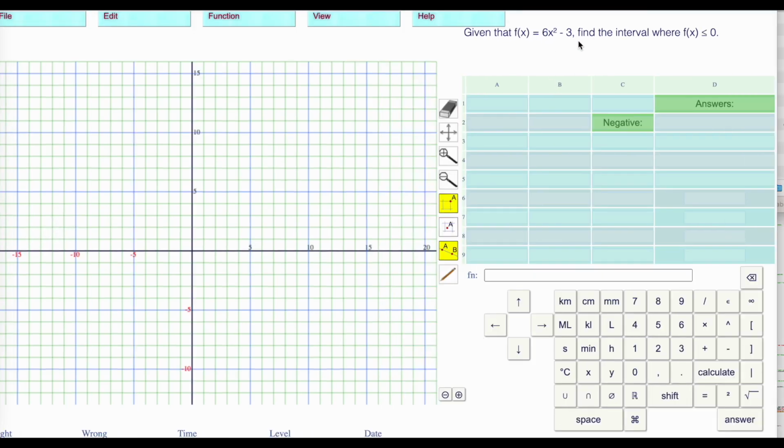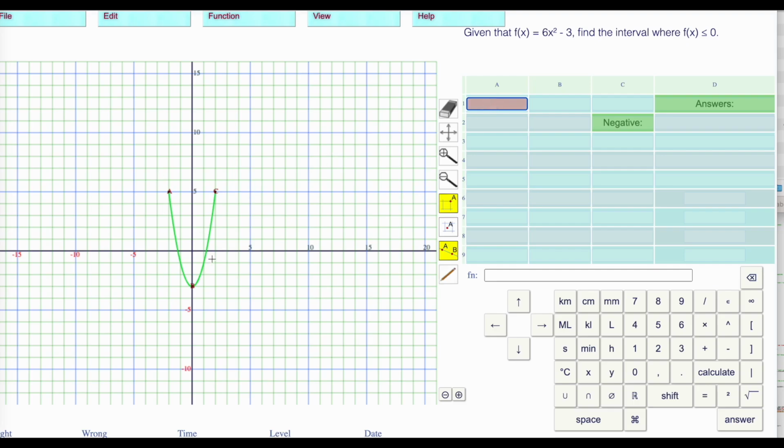Let's do another one where this is opening up because the a is positive, and the vertex, the h is 0 because we don't have brackets. The k is negative 3. It's opening up, so it looks something like this. Let's find exactly what it looks like. You don't have to do this.